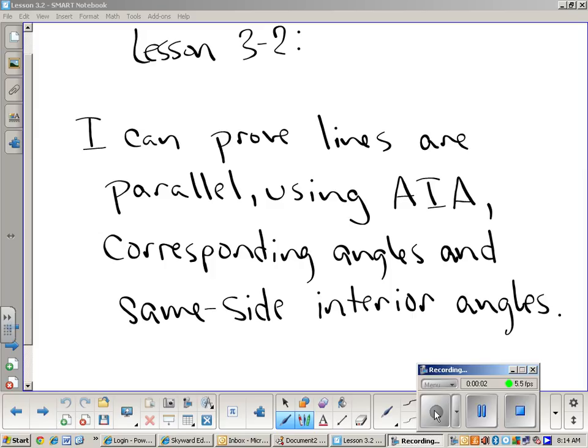Lesson 3.2. I can prove lines are parallel using AIA, corresponding angles, and same side interior angles. Remember, AIA stands for alternate interior angles. Okay, take a minute and copy that down.